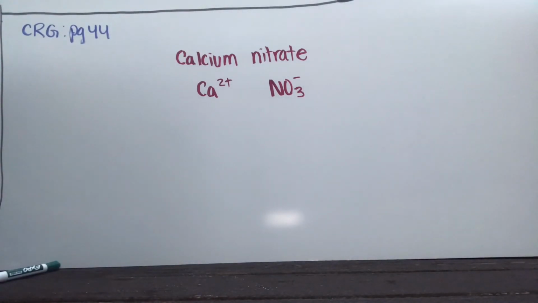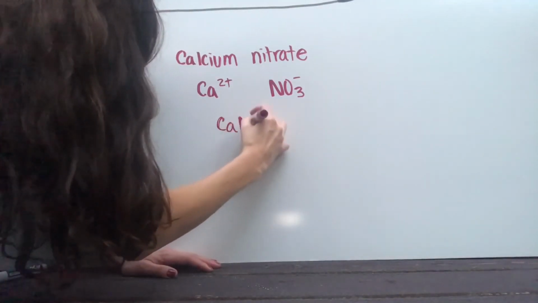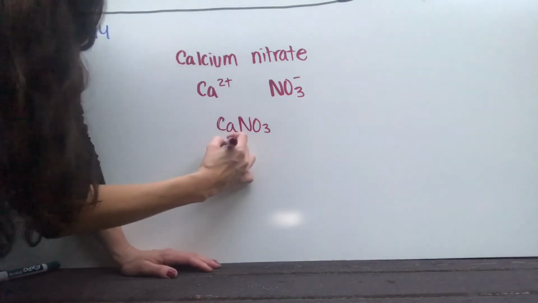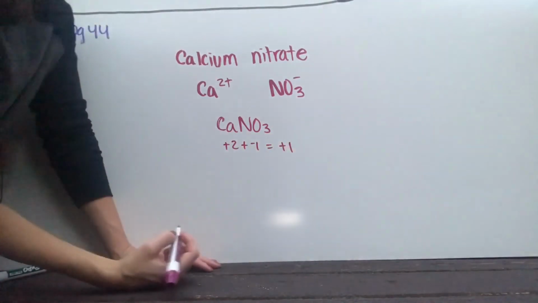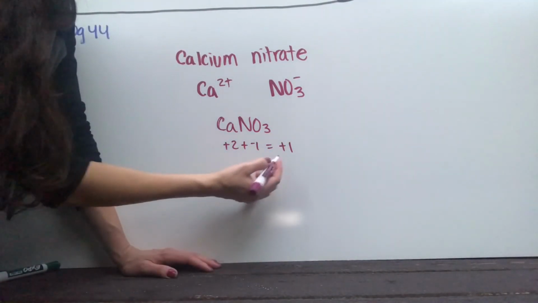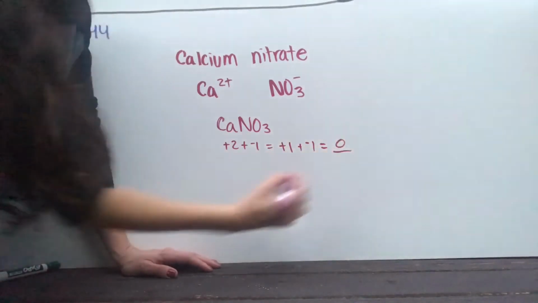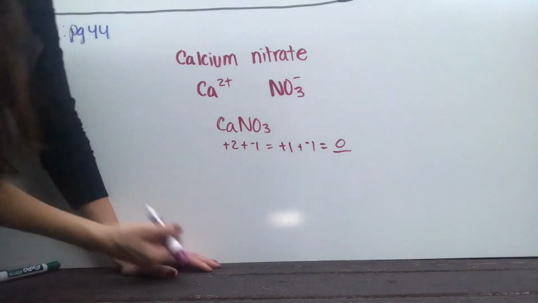So I have the same problem here, where if I add 1 calcium to just 1 nitrate, then I would only be adding a +2 to a -1, which would give me +1. Again, I need another -1 in order to get my charge to be 0. So again, I have to double up the second guy.